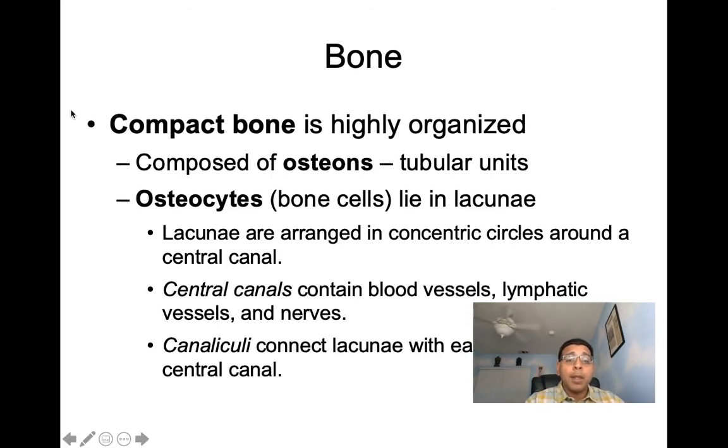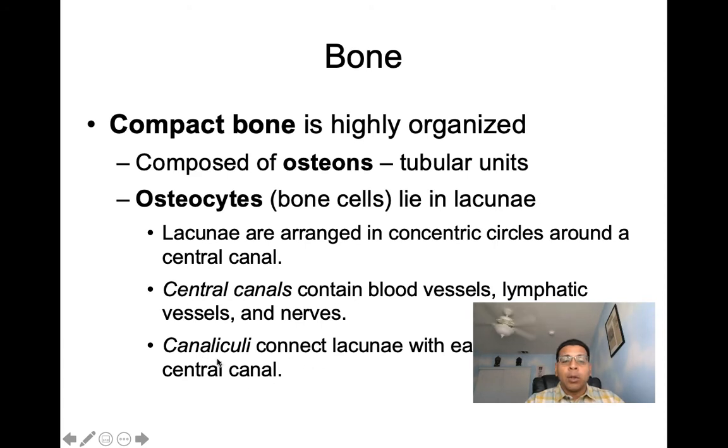Now here we can see they're saying lacunae. They mean to say lamellae. Lamellae are arranged in concentric circles around a central canal. Here we can see our central canals are going to contain blood vessels, lymphatic vessels, and nerves. And then canaliculi are going to connect lacunae with each other and the central canal.